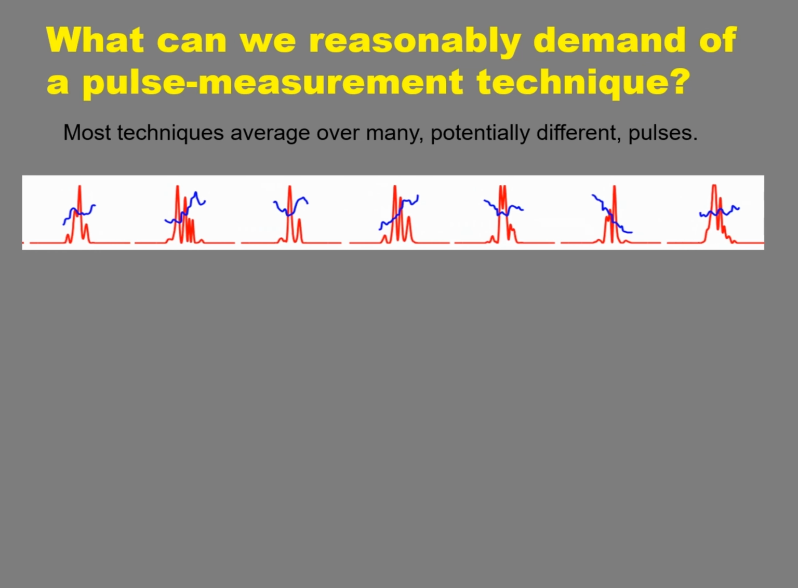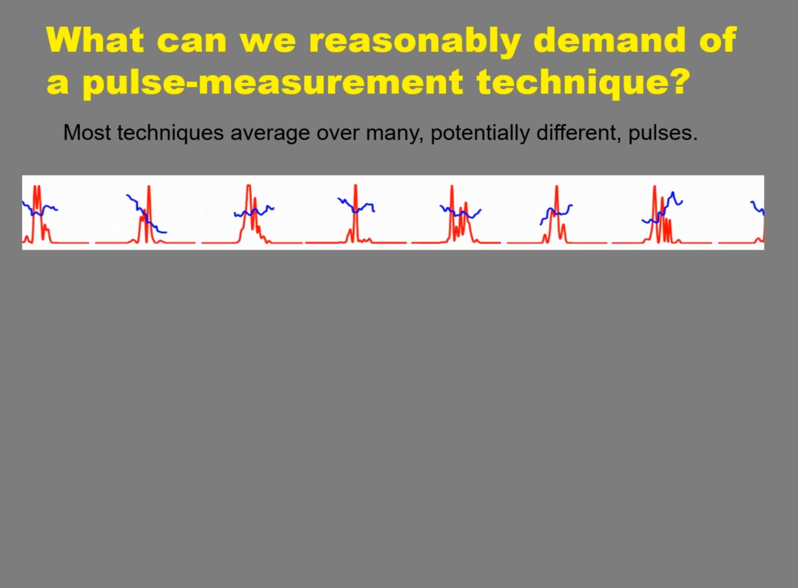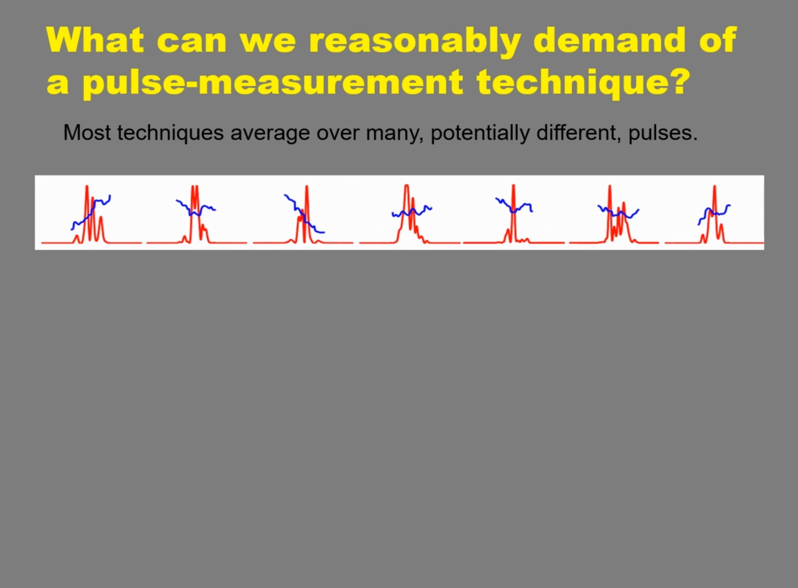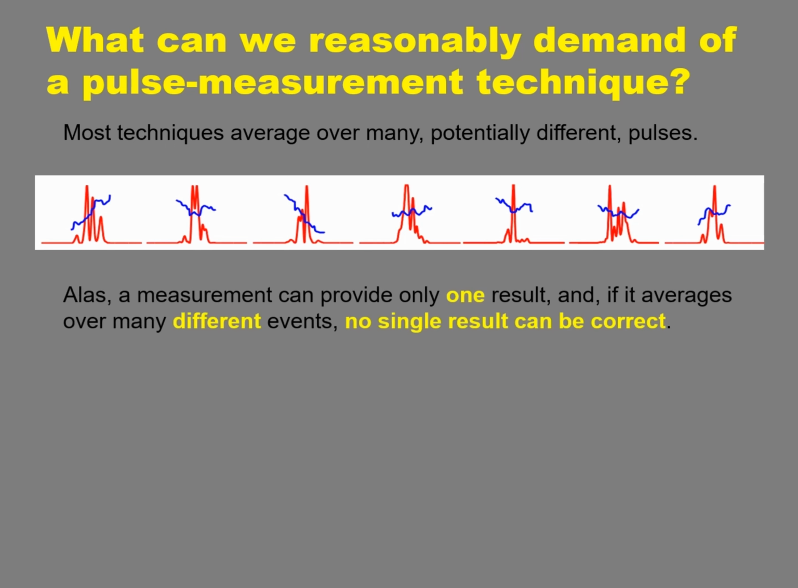What can we reasonably demand of a pulse measurement technique? Well, obviously the intensity and the phase would be nice, but most techniques average over many, potentially quite different pulses. Unfortunately, when a measurement averages over many different events, it faces an impossible task. The measurement can only provide one result, and no single result can be correct. It's impossible for the measurement to accurately represent the events. So given that the task might be impossible, what should we expect?